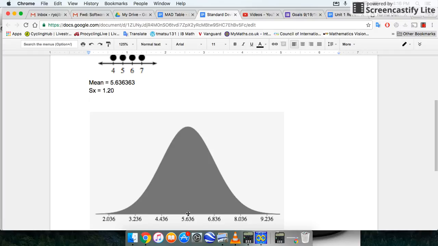Moving towards the left, it's just the opposite. So we subtract 1.2 from the mean. For our first standard deviation, we get 4.436. Subtract 1.2, we get 3.236. That takes us to the second standard deviation on the left. And for the third standard deviation on the left, again, we subtract 1.2. That takes us to 2.036. Okay, I hope this helps you understand how to calculate the standard deviation from the graphing calculator.